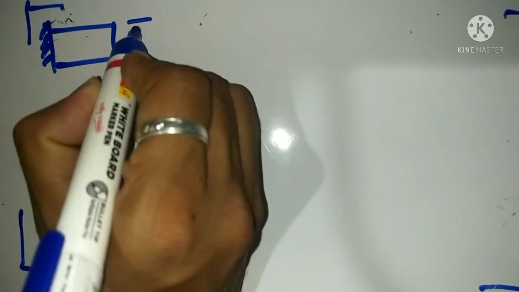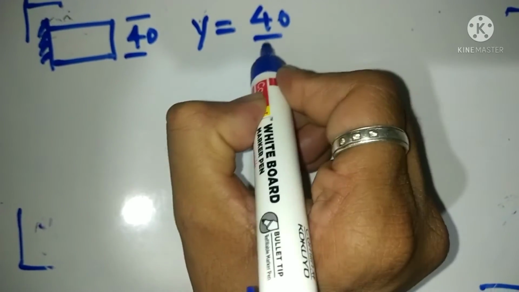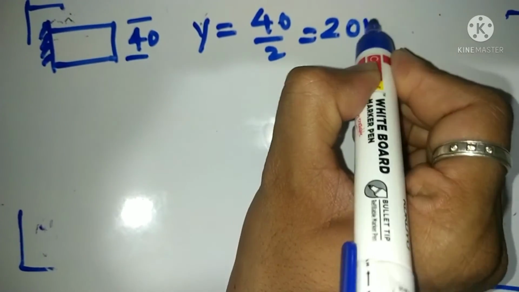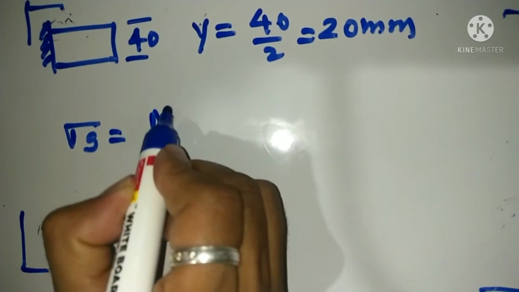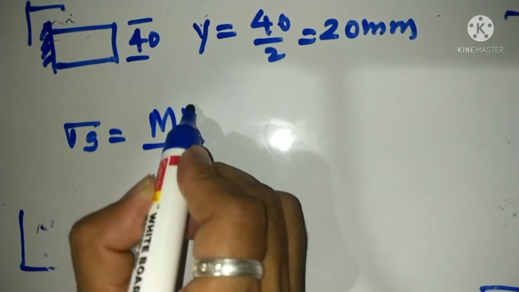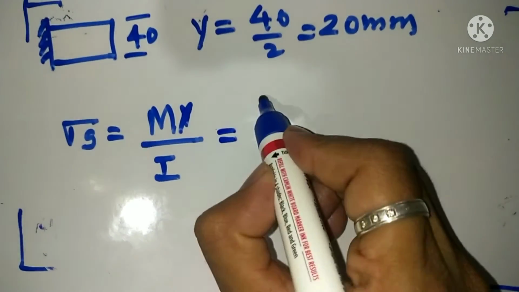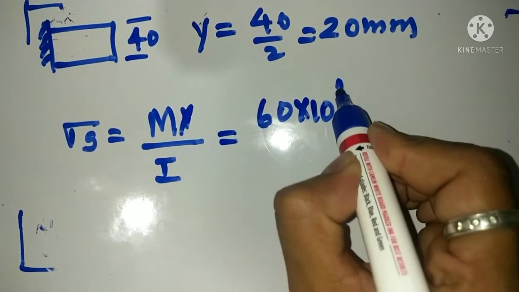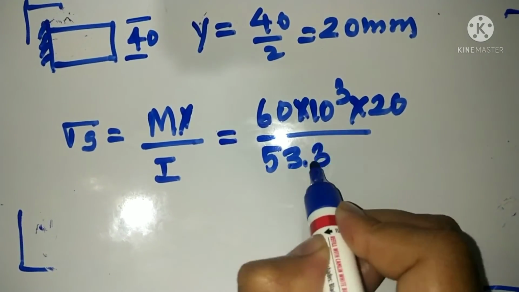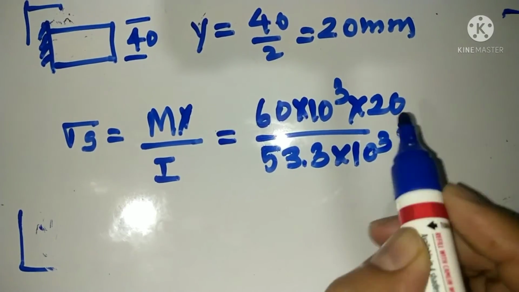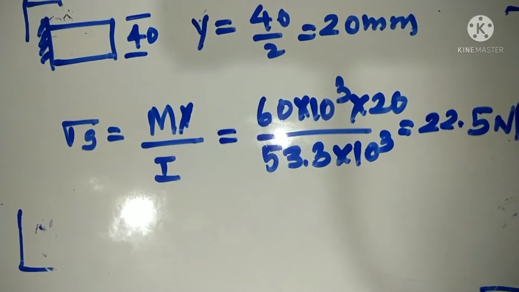I will find out the value of Y. The height is 40, so Y is equals to 40 by 2. As I told you, it is the center, 20 mm. Then stress is equals to bending moment into Y divided by I. So substitute the values. We have already got everything, M, Y, and I. If we substitute, we will get a stress value of 22.5 Newton per mm square.